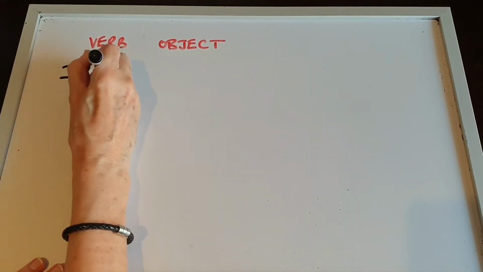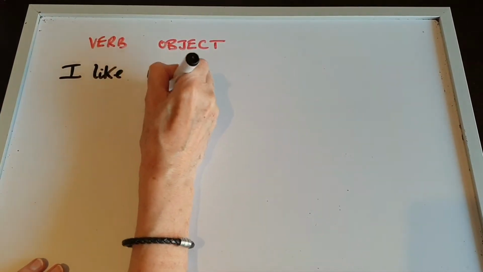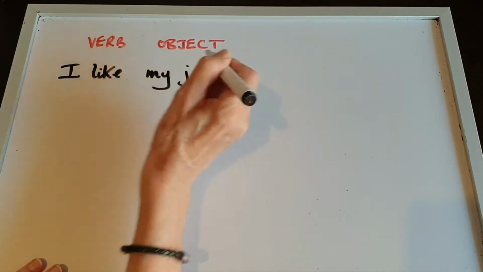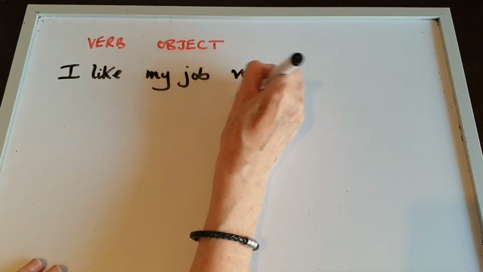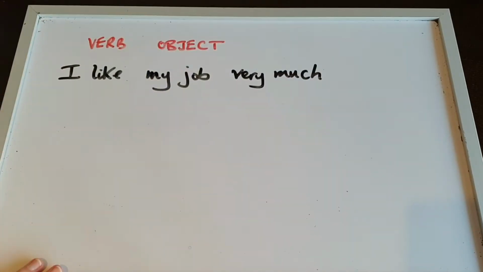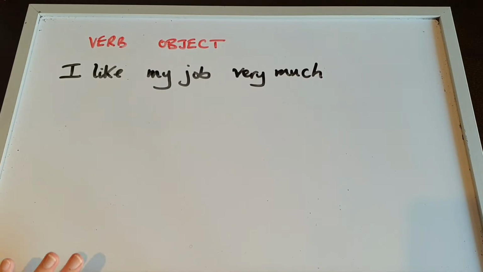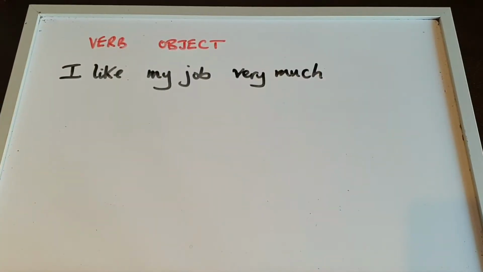I, like, the verb, my job, the object. I like my job. I like my job very much. In English, that's the typical word order. We don't say, I like very much my job. It's verb, object, and then the extra information. I like my job very much.